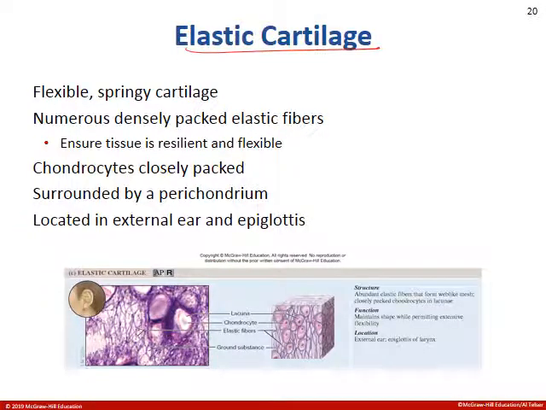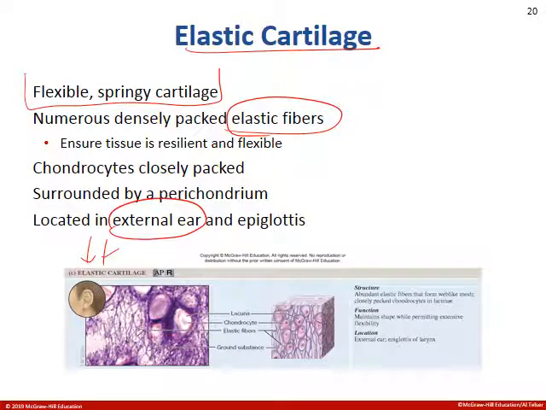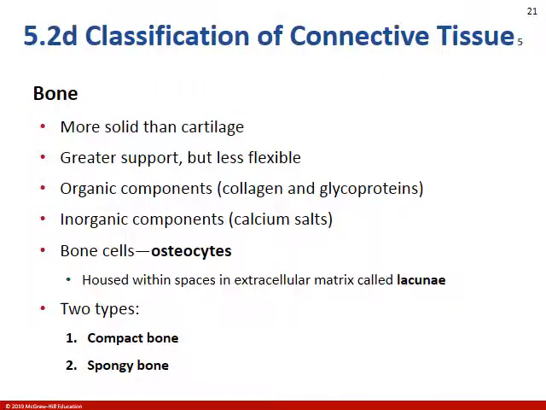Elastic cartilage is the last type of cartilage we get to talk about. It's very flexible and springy, with a lot of packed elastic fibers. They show a great example here with your external ear. You can pull on your ear, flip it down, let it go, and it snaps back into place. That's because of elastic cartilage.